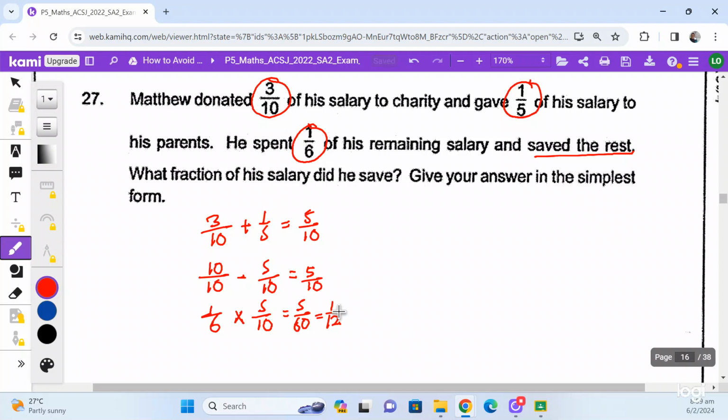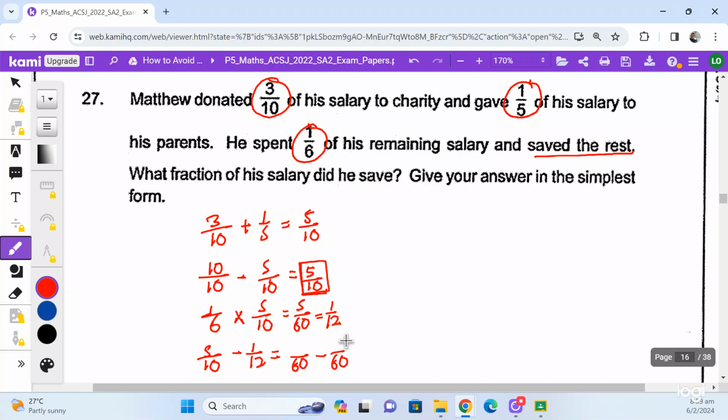Then from here onwards, they can also get stuck, because how do you find the fraction that he saved? Those who know how to do it understand that the remainder salary is 5 over 10, right? And they take 5 over 10 minus how much he spent, which is minus 1 over 12. So there is a lot of head work, a lot of thinking over here, to understand what is going on in order to do the next step. So you have 5 over 10 minus 1 over 12, and then you have to make the denominator the same. So the common denominator will be 60, right?